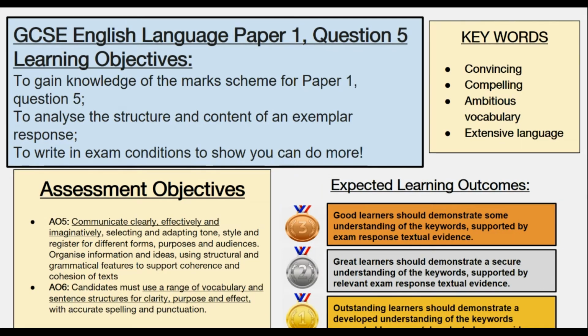So assessment objective 5 is that in your writing, you must communicate clearly, effectively, and imaginatively. And AO6, you must use a range of vocabulary and sentence structures for clarity, purpose, and effect, which includes accurate spelling and punctuation. What I need to make clear for you, though, is that your vocabulary is marked for in AO6 and AO5. Therefore, it's really important for you to use a wide range of vocabulary.